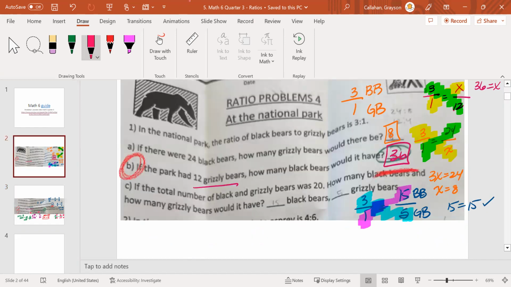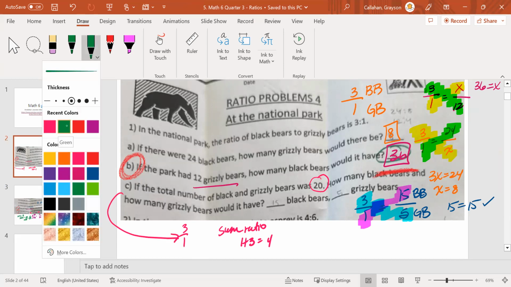Like this one right here where it says, if the total number of grizzly is 20, how many grizzly bears will there be? Okay, remember your ratio was 3/1, right? So you add the sum of the ratio. 1 plus 3 is? 4. So we're going to do exactly the same thing for this one, right? The questions are the same, except the number is different.